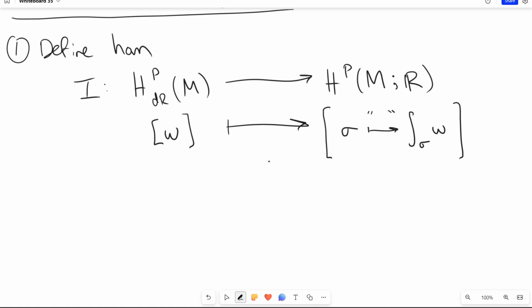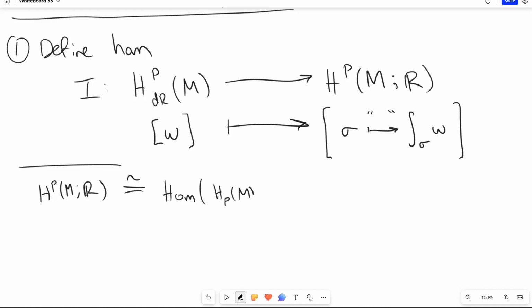But in order for this to be well defined or to make any sense, we kind of have to define this notion of integration or simplify it. So one thing that we can do to make our lives easier is this: singular cohomology, by the universal coefficient theorem, is just the dual of singular homology. So I should write like this. It's Hom from singular homology of M to the real numbers.